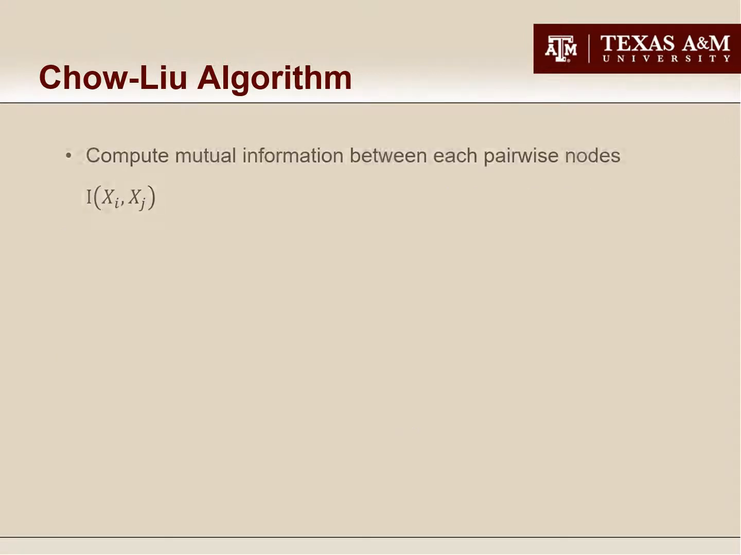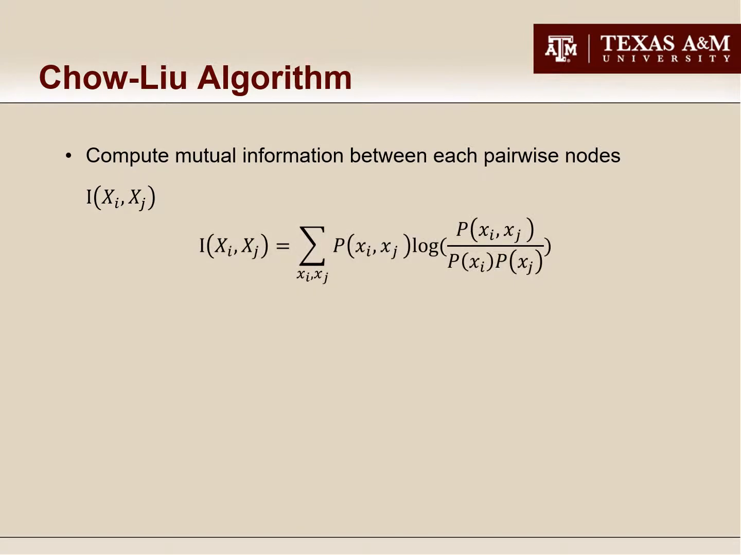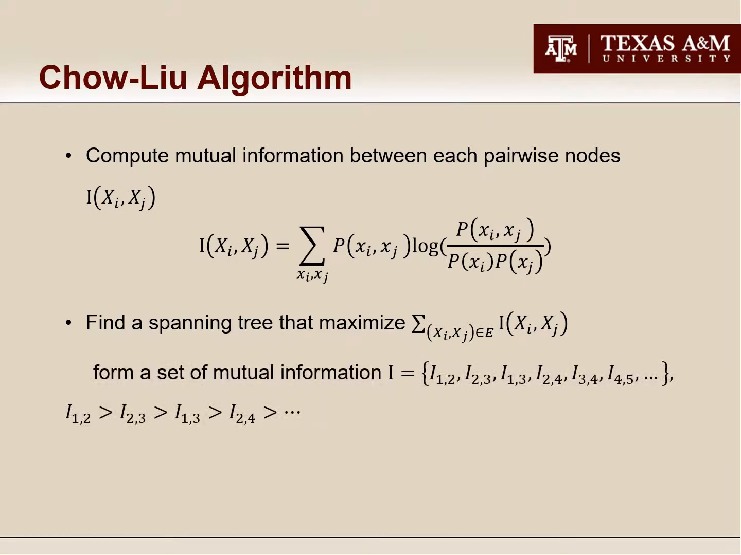In detail, we first compute the mutual information between each pair of nodes I(xi, xj). Using its definition, I(xi, xj) is equal to the sum of P of xi, xj times log of P of xi, xj divided by P of xi times P of xj. And for finding a spanning tree that maximizes the sum of the pairwise mutual information, we first form a set of mutual information I equal to I12, I23, and so on. And this set has a descending sequence.